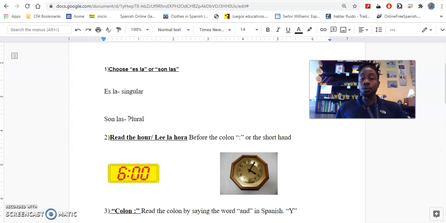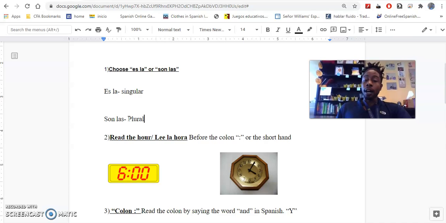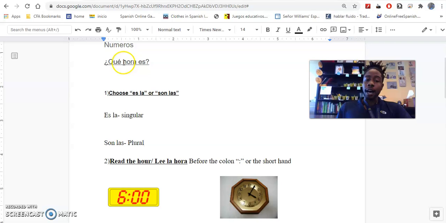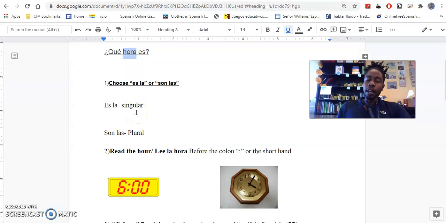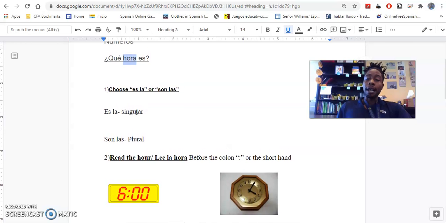So we're going to choose either es la or son las based on our hour. We're choosing it based on the hour because this is ¿Qué hora es? Not ¿Qué tiempo es? We learned in our earlier Spanish classes that tiempo in many places means weather. And when we ask about the time, we're asking about la hora instead. So I would ask ¿Qué hora es? We will look at our clock and we would need to know if we're going to choose es la or son las. Let's go ahead and practice that.